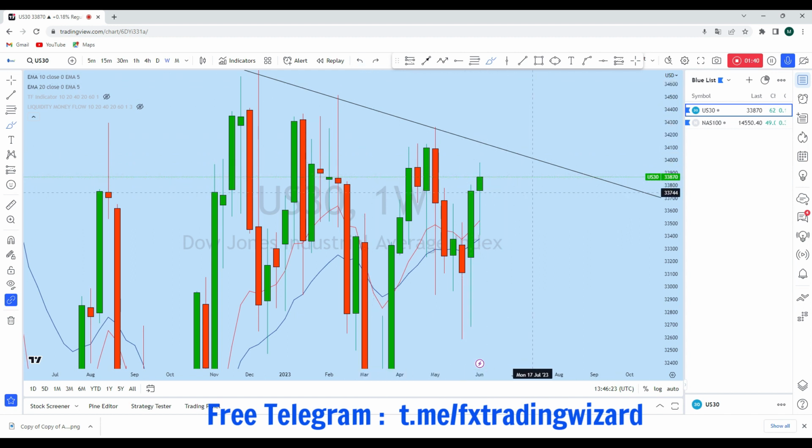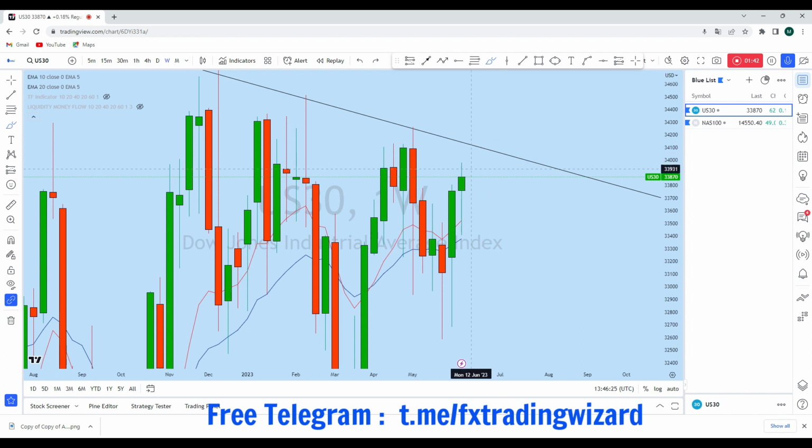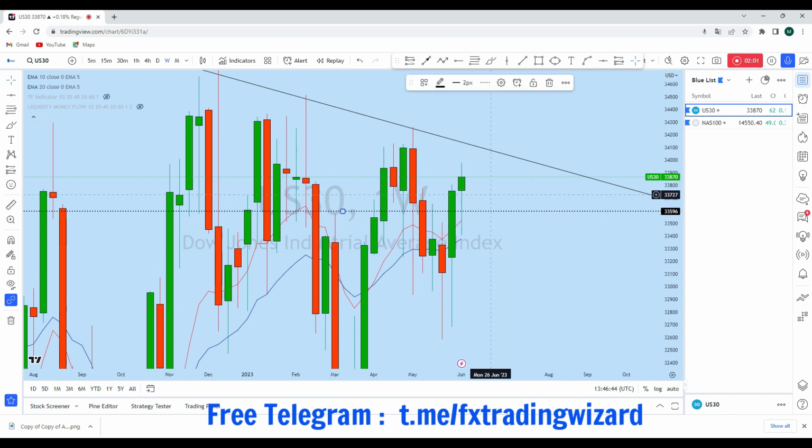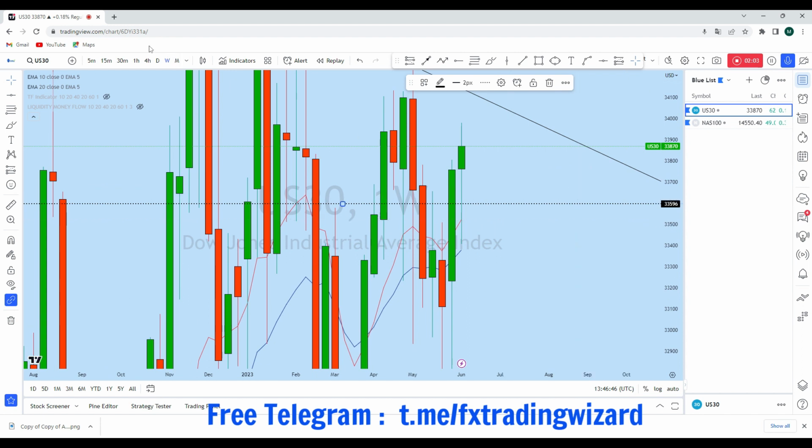What I think is that this week we might see an initial pullback to the downside to fill some of this imbalance on this weekly long candle, and then we can expect another bullish move. If we look at the 50% of this long weekly candle, we can expect on US30 the price to come back down and test this level as a support.